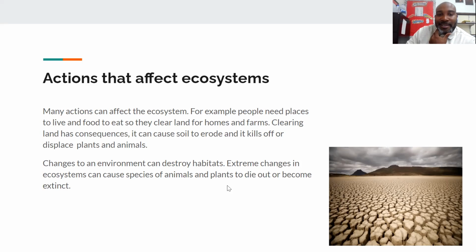So the word extinct is another word for animals that die out to where they no longer exist. Basically what this is saying is that our actions as human beings, and even just weather phenomena, can cause the ecosystem to change. It could throw off the balance within the ecosystem, and it could destroy certain forms of life in that area.